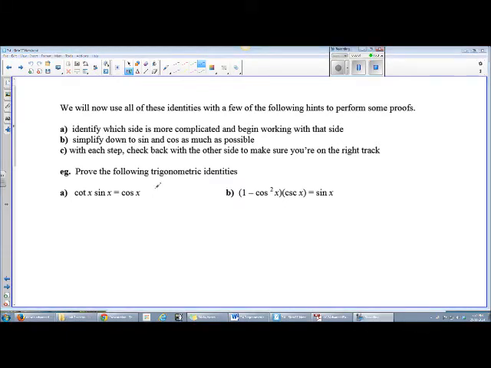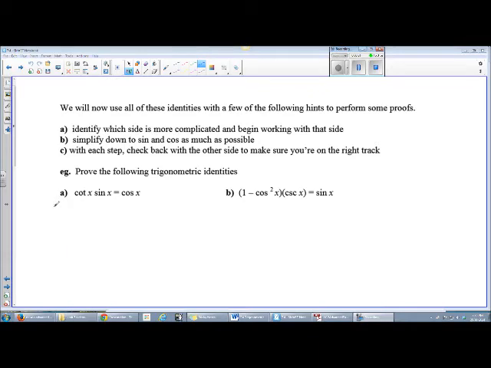Okay, so take a look at this first example here. We've got cotangent x sine x equals cosine x. We want to prove that this is true. Any time that we're trying to prove a trigonometric identity, it is true, but we just have to show that it's true. So there aren't going to be any tricks here. We're not going to ask you to prove something if it's not true.